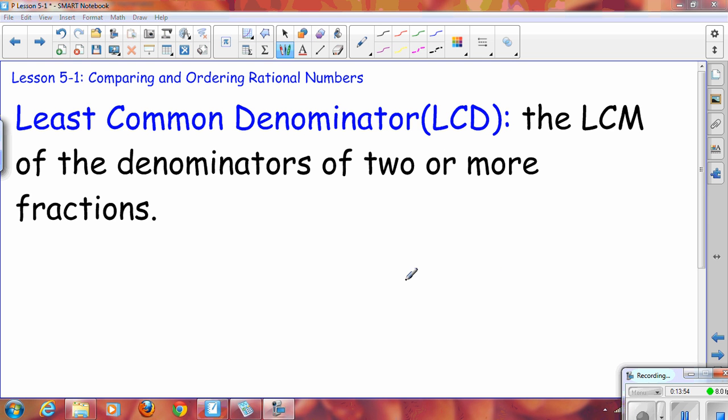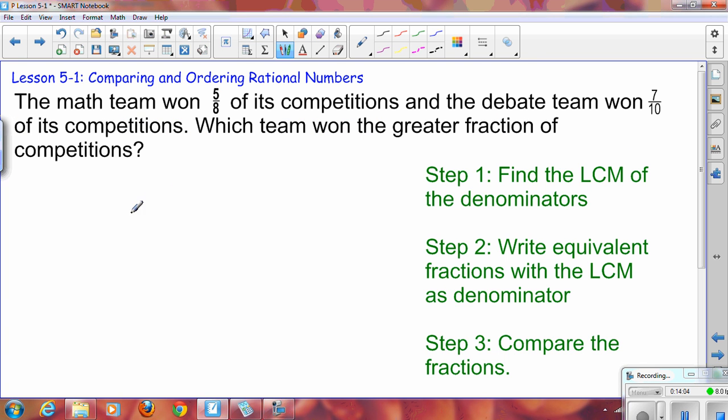The least common denominator is the least common multiple of the denominators of 2 or more fractions. It's just like finding the least common multiple, which we did earlier. Okay, the math team won 5/8 of its competitions, and the debate team won 7/10 of its competitions. Which team won the greater fraction of competitions? So, what we're asked to find is, with 5/8 and 7/10, which one is greater? Well, we need a common denominator, so we find the least common multiple of those two numbers, 8 and 10.